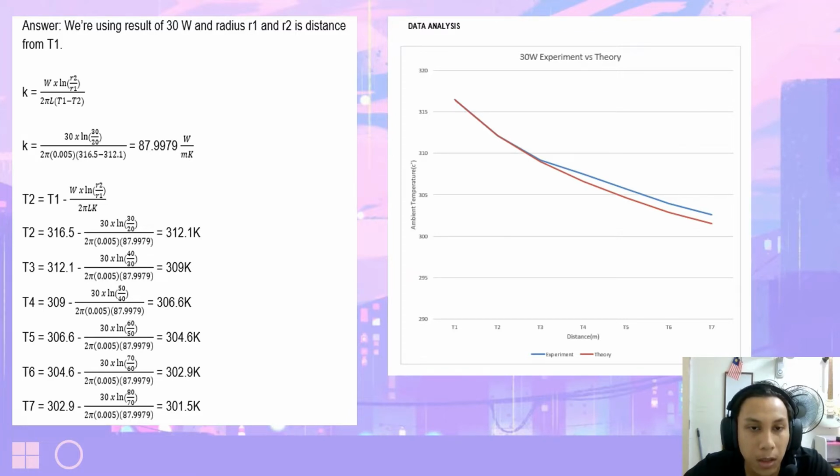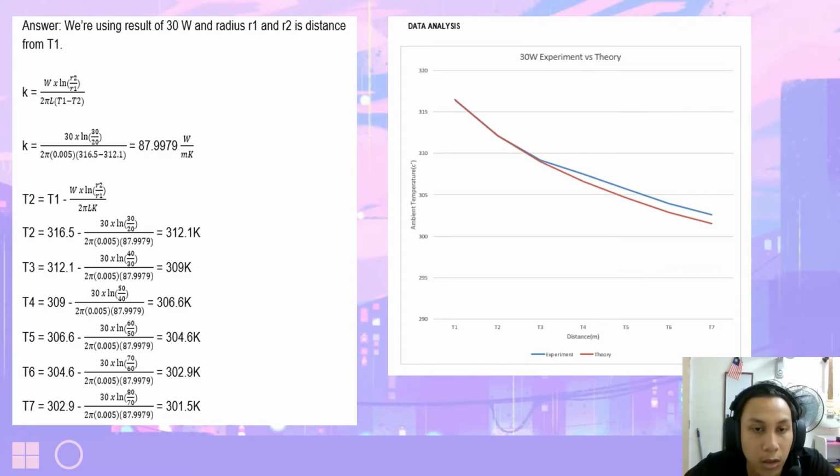Today I will explain about the calculation for this experiment. The formula that we use is K equals W multiplied by ln R2 divided by R1, divided by 2 pi length, multiplied by temperature 1 minus temperature 2.